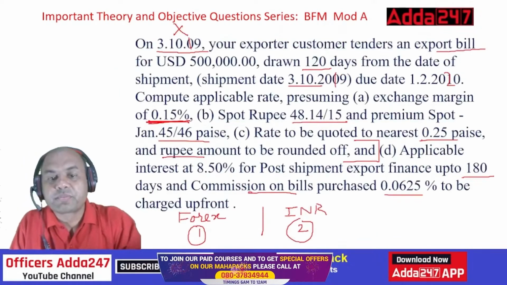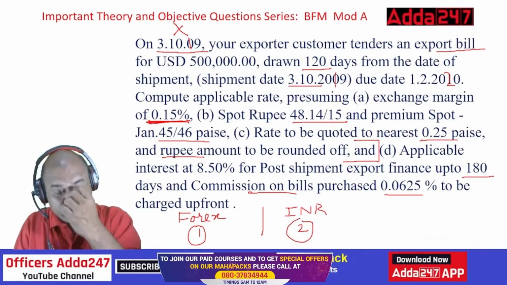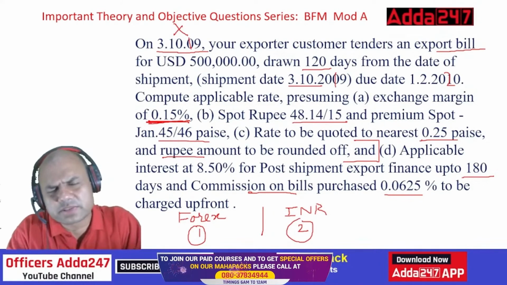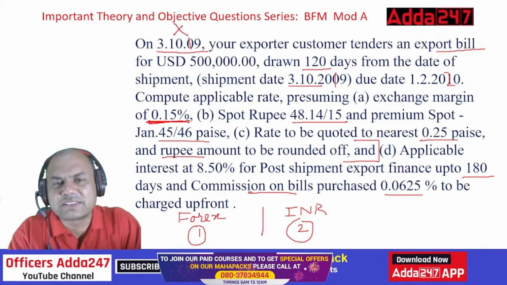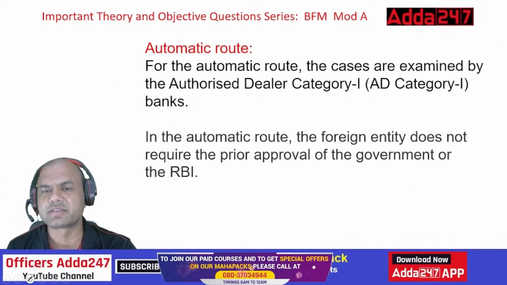The question asked is the applicable rate of interest, post shipment finance up to this. Everything is given. So you have to calculate the INR amount also. Both the things are there. It's a big case study of 5 marks. And remember, as it is asked in the exam, theory is not possible in each and every lecture. But what we'll do, we'll try to cover the important ones.